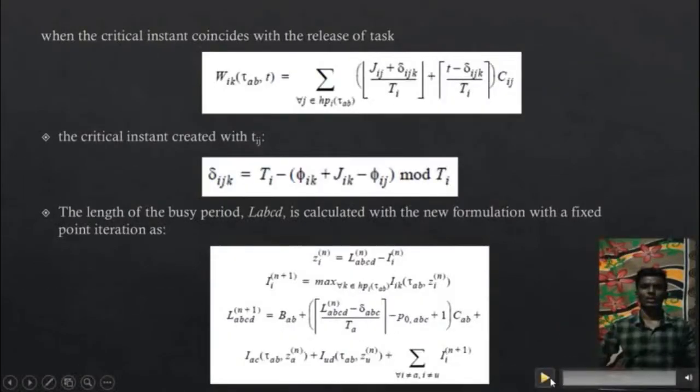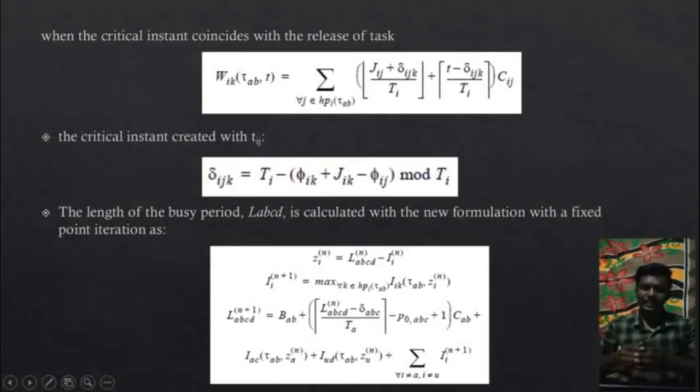When the critical instant coincides with the release of the task, W_ik of Tab comma t is equal to the summation for all ij of the floor of J_ij plus delta_jk divided by T_i, plus t minus delta_ij divided by T_i. So the critical instant is created with Tij. Delta_ijk is equal to T_i minus phi_ik plus J_ik minus phi_ij, into mod. Then we have to calculate the mod value with T_i.